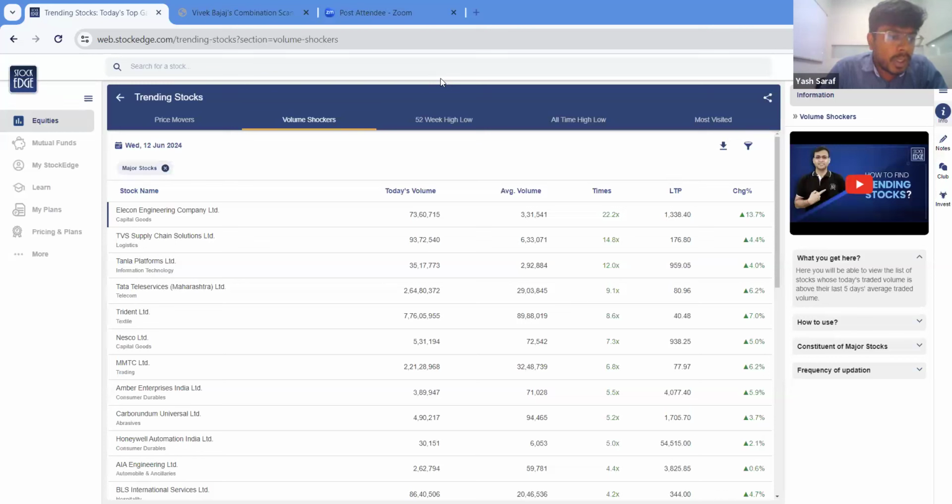What is the meaning of ATH scan? ATH scan is all-time high scan.